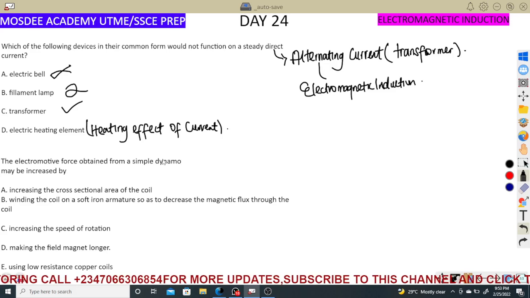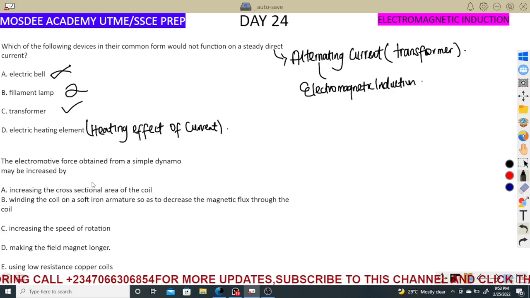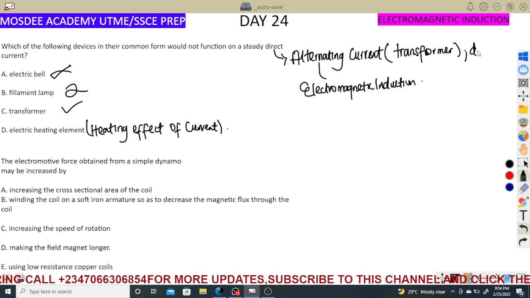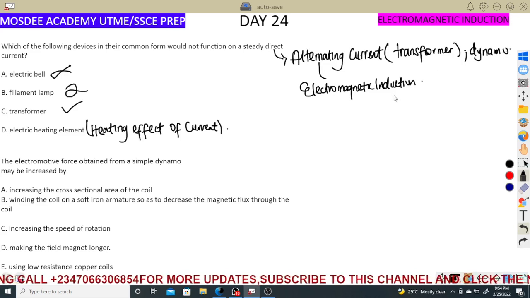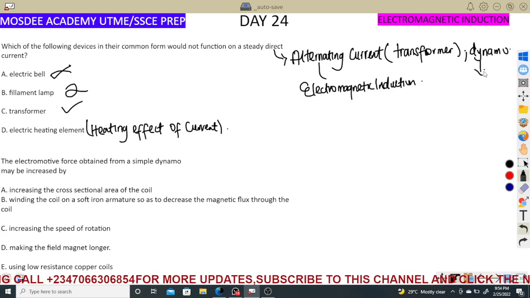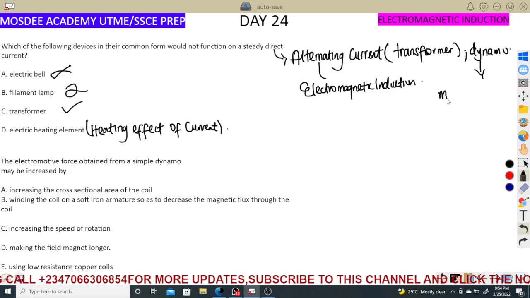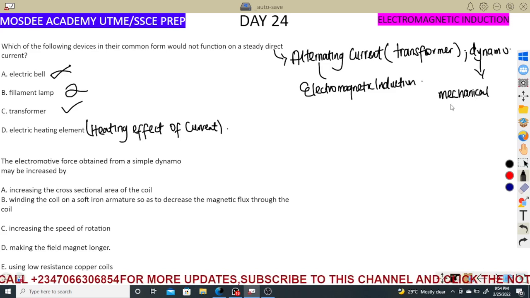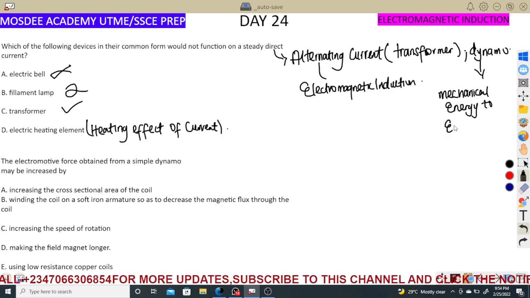This is the next question. Now, the electromotive force obtained from a simple dynamo may be increased by dash. Other application apart from the transformer is a dynamo. We can talk about what a dynamo does. A dynamo primarily converts, it's just like a generator, a rectangular coil that converts mechanical energy to electrical energy.